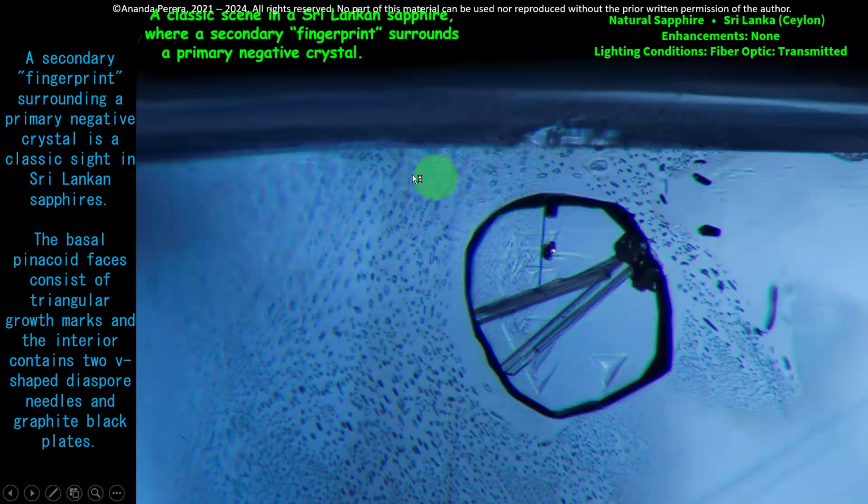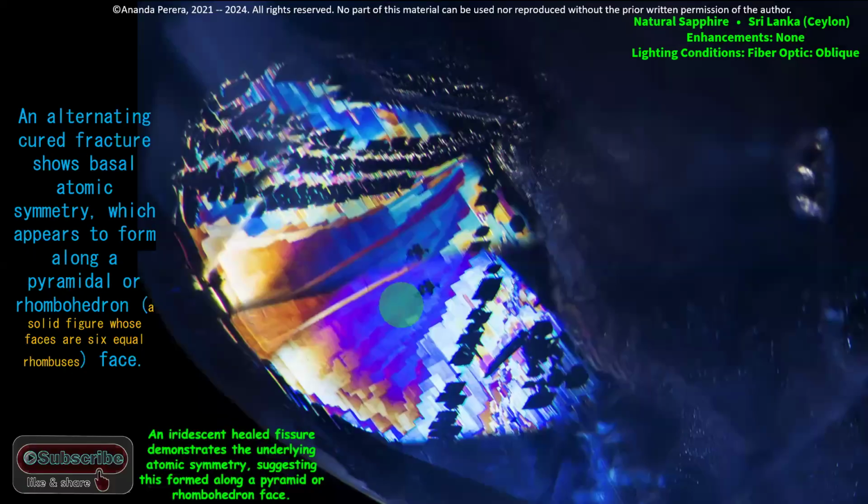A secondary fingerprint surrounding a primary negative crystal is a classic sight in Sri Lankan sapphire. The basal pinacoid faces consist of triangular growth marks, and the interior contains two V-shaped diaspore needles and black graphite plates. This shows us it is a natural sapphire, not a heated one.